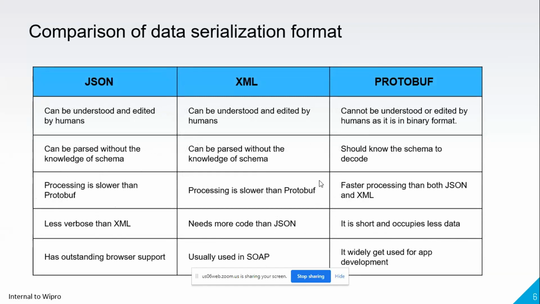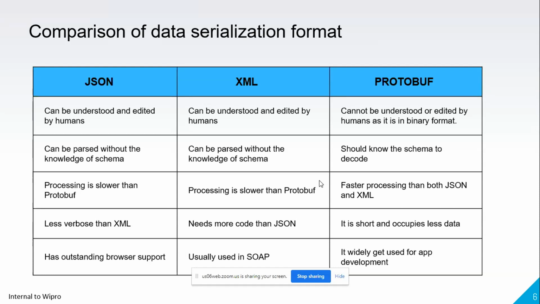XML and JSON are both text-based serializable formats, so it is easy for a human to understand, whereas Protobuf is a binary format, so it cannot be understood or edited by a human. JSON and XML both can be parsed without knowledge of the schema, whereas in Protobuf, we should know the schema to decode, like we should know the proto file to decode.